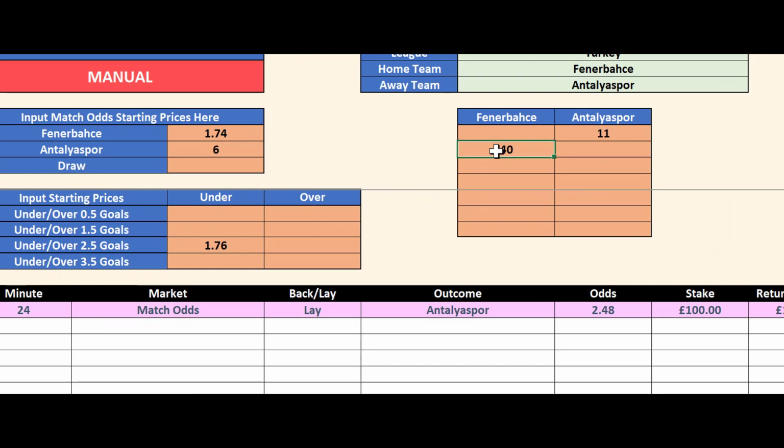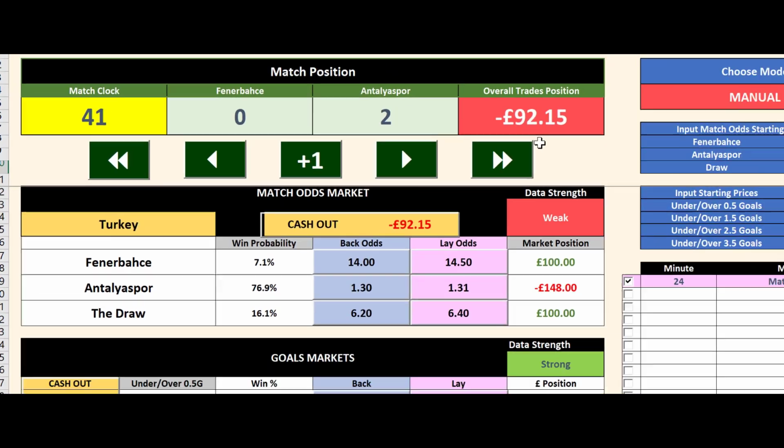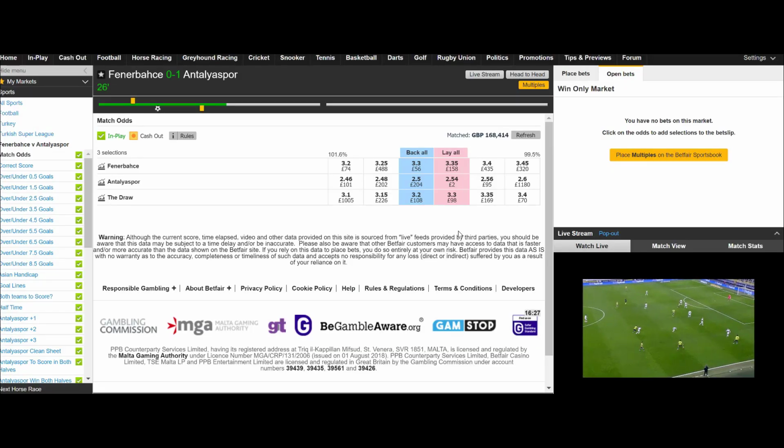However, obviously our worst case scenario is what if Antalyaspor were to double the lead? Then where do we stand? And so that would be our downside, okay, £92.15. So you can quickly weigh up these scenarios using the simulator and then go back to the market and decide on whether you think it's actually worth the risk.